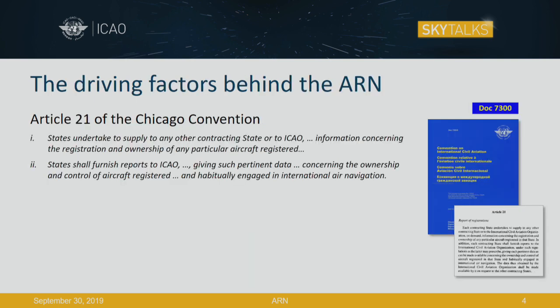So the driving factors behind the ARN, well, this actually goes back to Article 21 of the Chicago Convention. Now, you can see the text on the screen. I won't read it out, but the gist of it is that member states provide pertinent information of their registered aircraft to ICAO and to other member states, often on request. So that's what kicked it off.